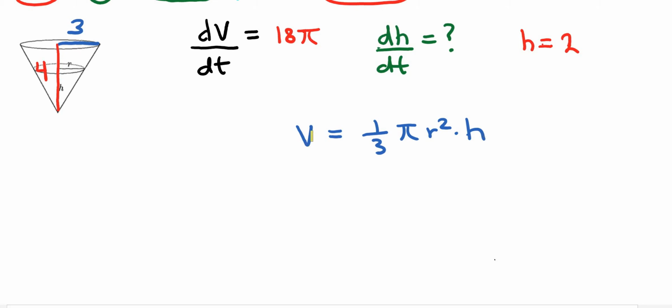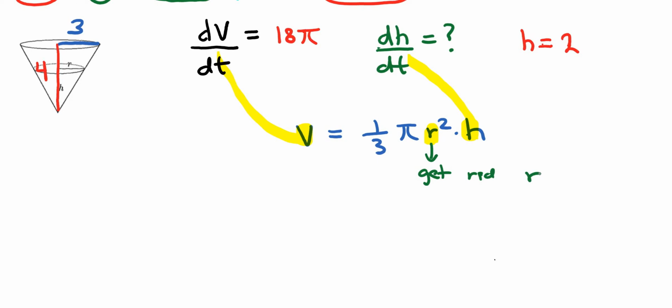When you take the derivative of volume, you get dV by dt. If you take the derivative of h, you get dH over dt. If I take the derivative of r, I get dr over dt. But the problem is I'm not given dr by dt in this problem. So I need to get rid of my r variable. The reason I have to eliminate the radius is that if I took the derivative, I would get dr over dt, and there is no dr by dt value in this problem.